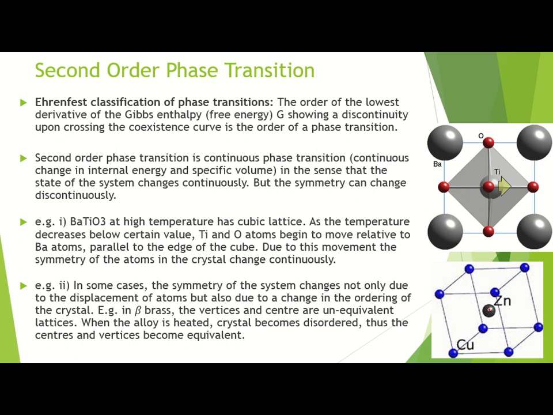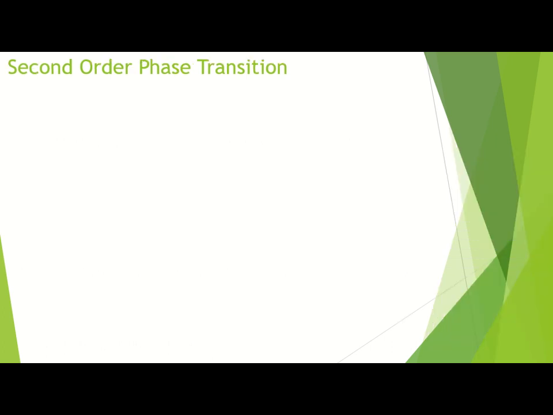Alright, so these are a couple of examples of second order phase transitions. In both cases, the material remains in the solid state. It does not go from solid to liquid, but it has undergone the phase transition. So phase transition does not always mean change of state. Alright, so let's look at the mathematics involved behind this.